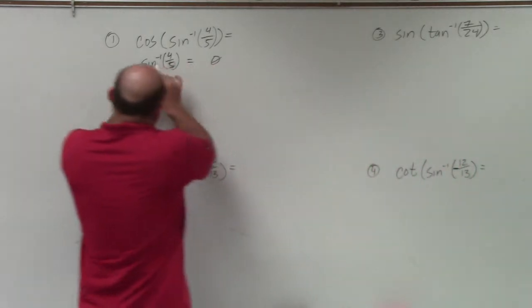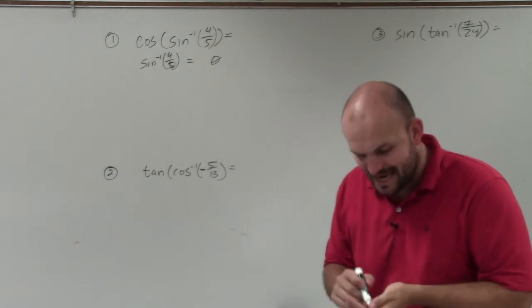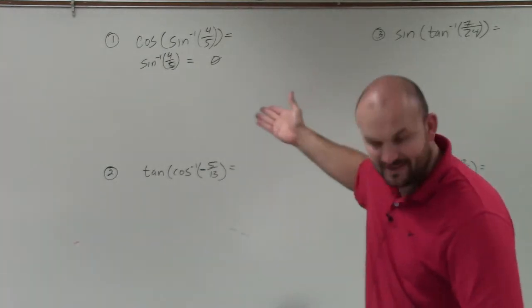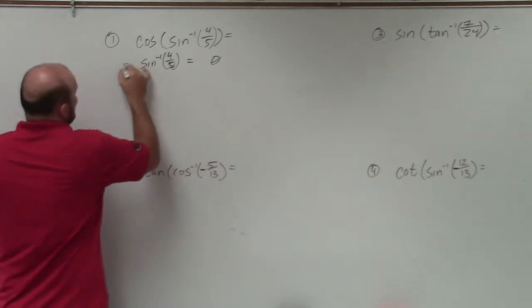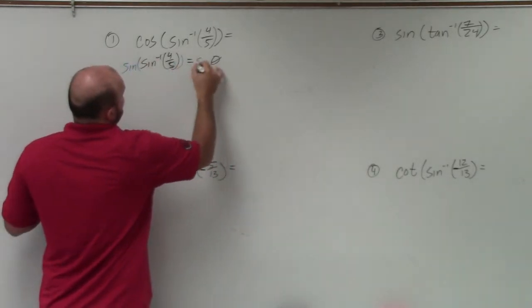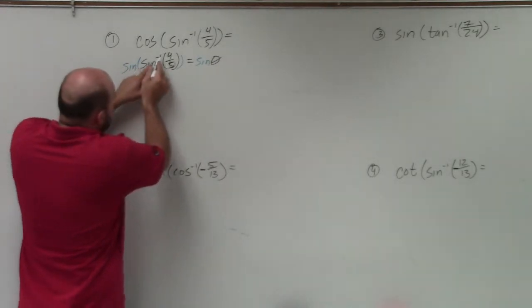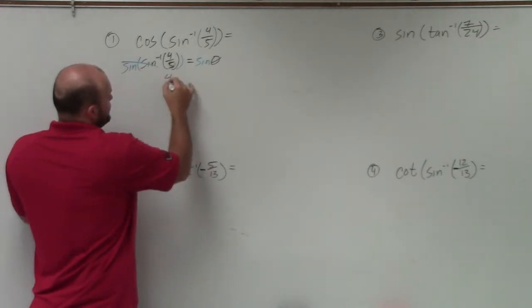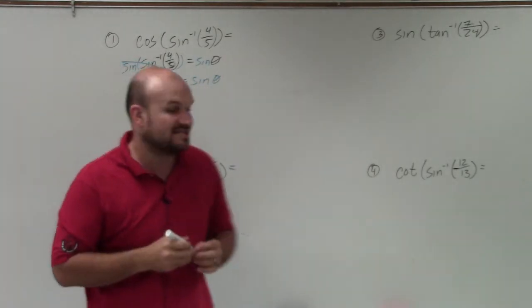So if I have sine inverse of 4/5 equals theta, how can I take the cosine of that? Well, I can take the sine of both sides, just like you were solving an equation. The sine of sine inverse, those undo each other. So we're left with 4/5 equals sine of theta.